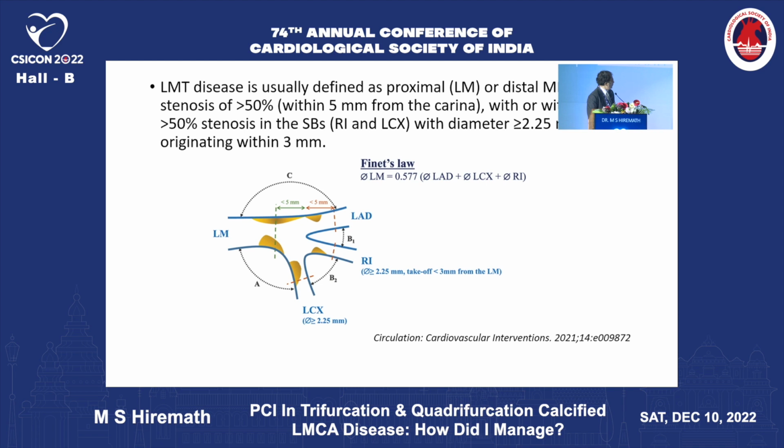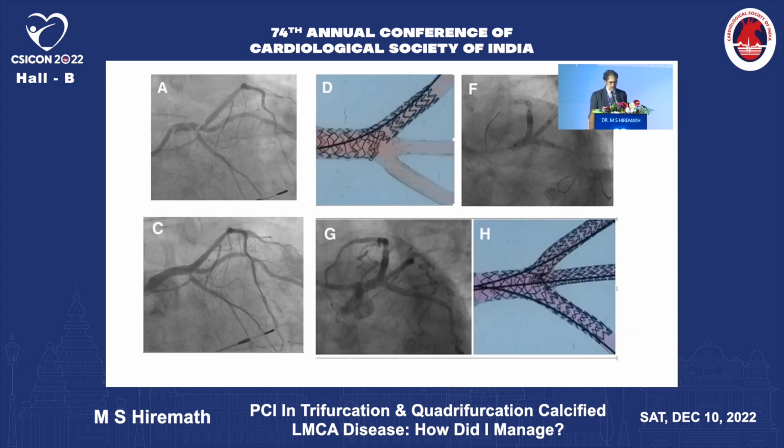Then also you need to match the diameters. Left main diameter generally matches well with the LAD diameter, but there are some cases where you will find that the circumflex is a dominant vessel and the left main is matching better with circumflex compared to LAD. And then you have this thought whether the stent should go from left main to circumflex and LAD should be treated as a side branch.